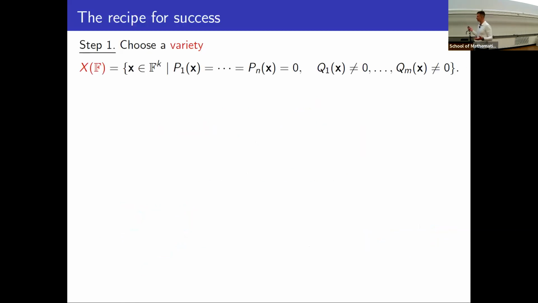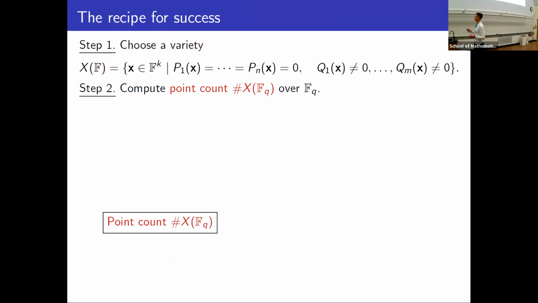First of all, I'm going to choose a variety. For me, it's just a subset of k-dimensional space where some polynomials are 0 and some others are non-zero. I'm going to assume that the polynomials have integer coefficients because then this variety is defined over any field. And I'm going to choose different fields. One field I can choose is the finite field with q elements. Then this space becomes just a finite set. So its cardinality, the point count over F_q, is one nice invariant you can compute for your given variety.